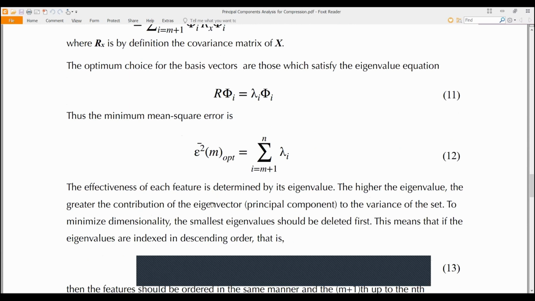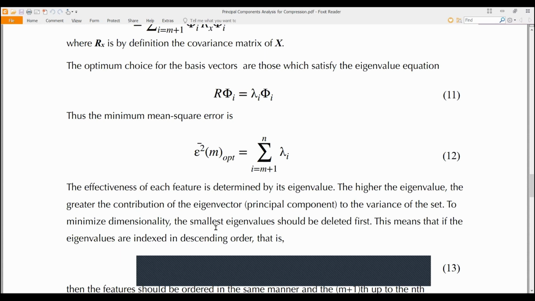Thus, the effectiveness of each feature is determined by its eigenvalue. Okay? The higher the eigenvalue, the greater the contribution of the eigenvector, or the principal component, as it is also called, to the variance of the set. So to minimize the dimensionality, the smallest eigenvalues should be deleted first.